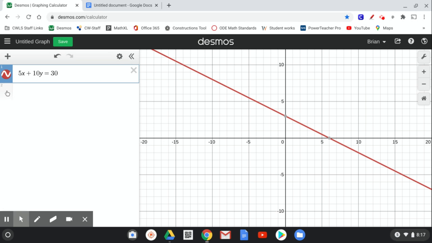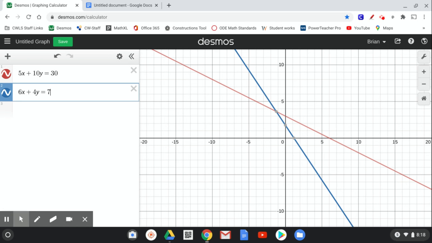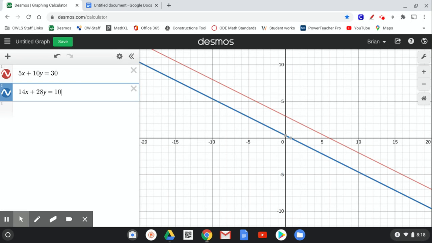Now, we just want to click on 2 because we want to put our second equation in there, okay? And our second equation was 6x plus 4y equals 7. I'm sorry, the second equation was 14x plus 28y equals 10. And I just plug that in by hitting the X and Y key on my Chromebook.